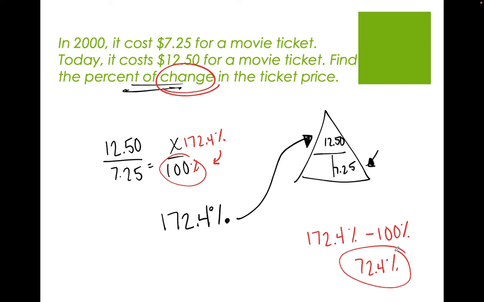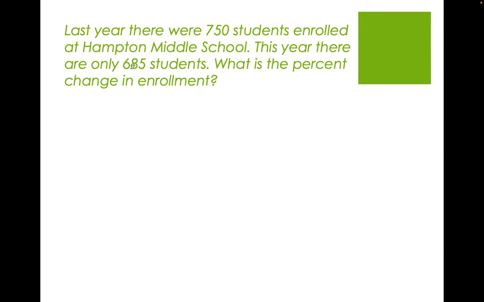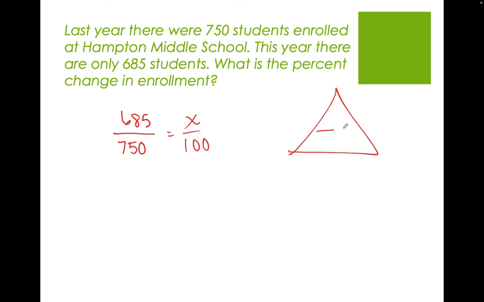Some people prefer this method because the second step of subtracting 100 can be done in your head, and some people may think that this is a little bit shorter of a method than the original one I showed. If we do the second example that way, in this case, since 750 is our original enrollment, that's going to go on the bottom, and 685 is our new enrollment, so that's going to go on the top. Whether we do the proportion or the triangle, same idea in both.